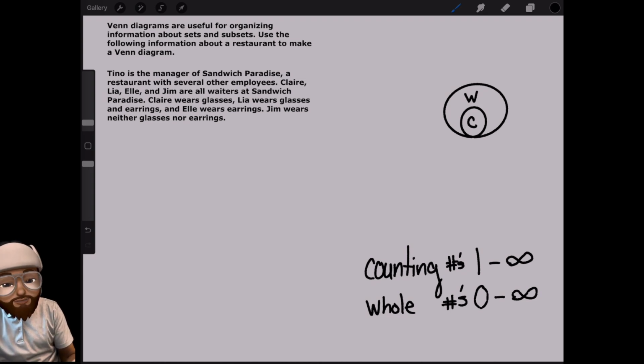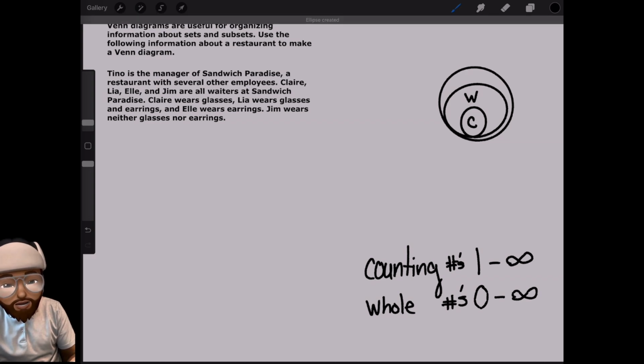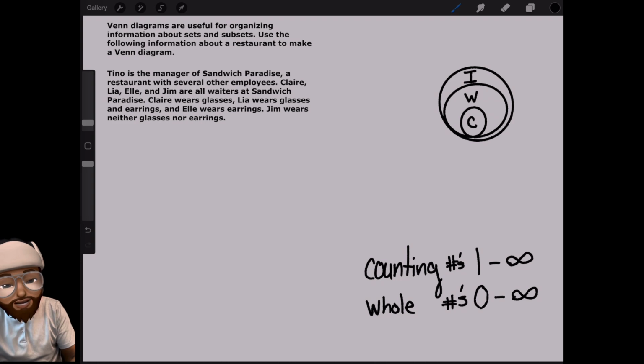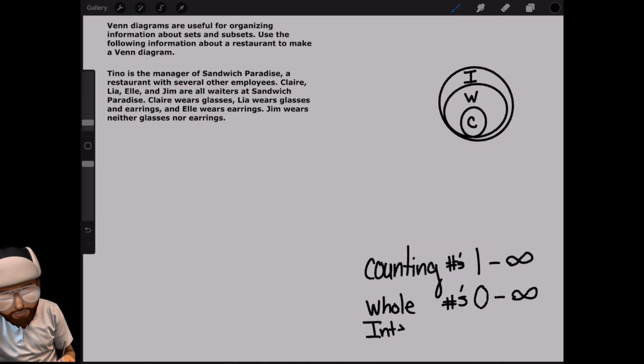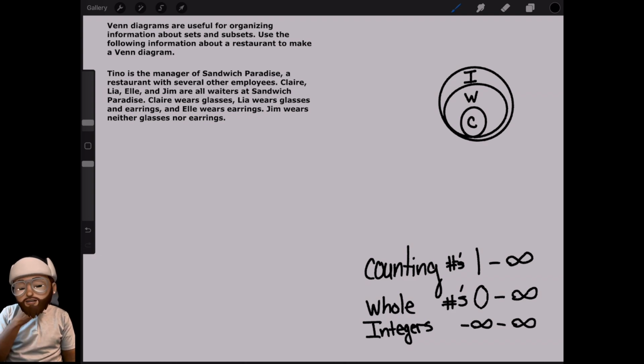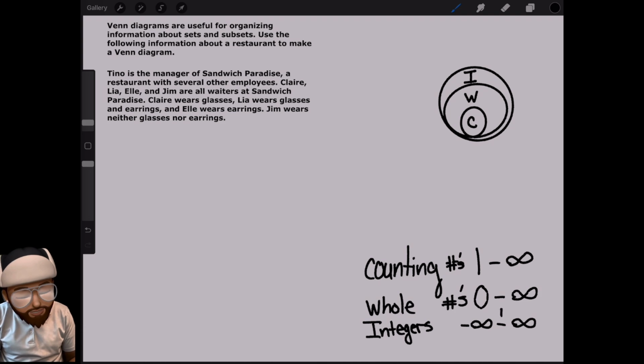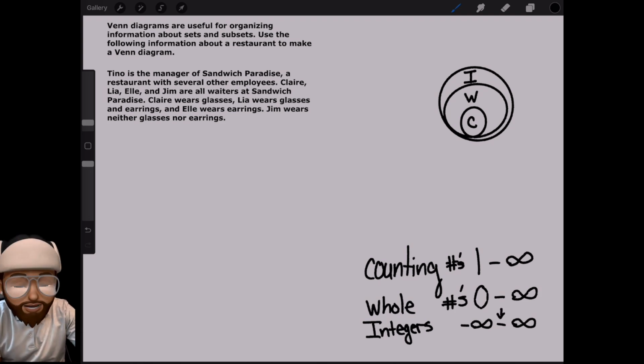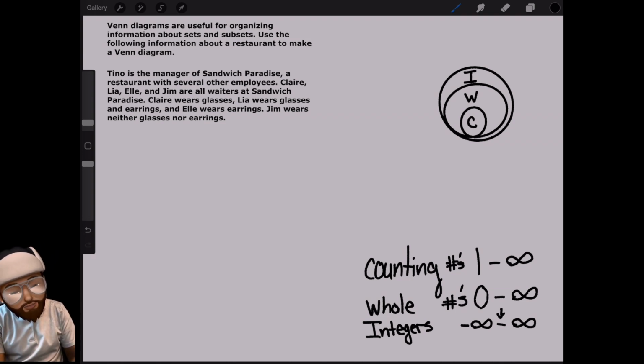Now, let's move on to the next one. We have counting numbers. We have whole numbers. Now, the next one on our list is going to be integers. I'll represent that with an I. Now, integers are going to introduce negative infinity through positive infinity, okay? So please don't get this one confused with a negative. It's not negative, it's just through. So maybe I'll change that to say through.